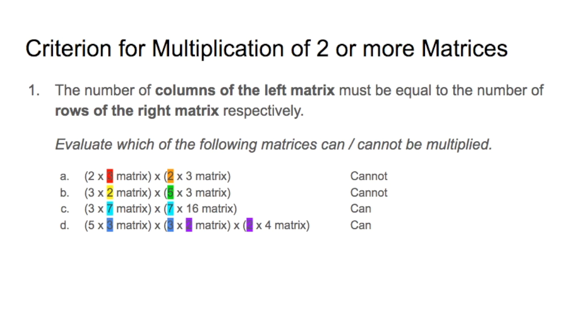And so here are the answers for that task. We see that in part A, because the number of columns of the left matrix is not equal to the number of rows of the right matrix, it cannot be multiplied. The same can be said for part B. In part C, because the number of columns of the left matrix is equal to the number of rows of the right matrix, the matrices can be multiplied. And the same can be said for part D.